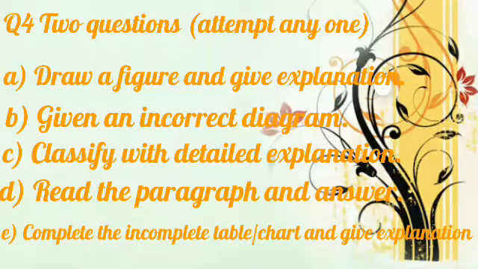scientific knowledge. The next type is complete the incomplete table or chart and give the explanation. Here also the difficulty level will be a little high. Here not only two or three boxes or blank places will be there, but two or three columns will be there and they will be incomplete. You have to complete it and give the explanation according to that.